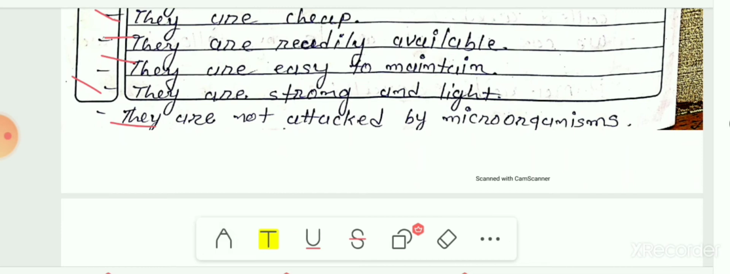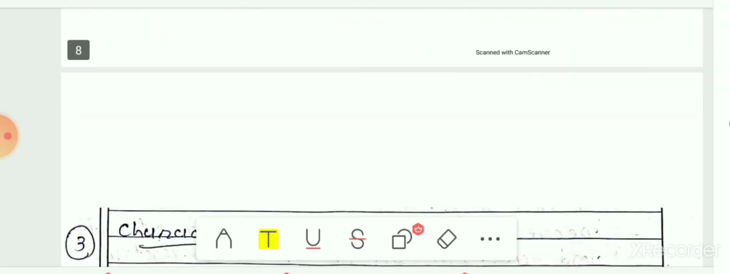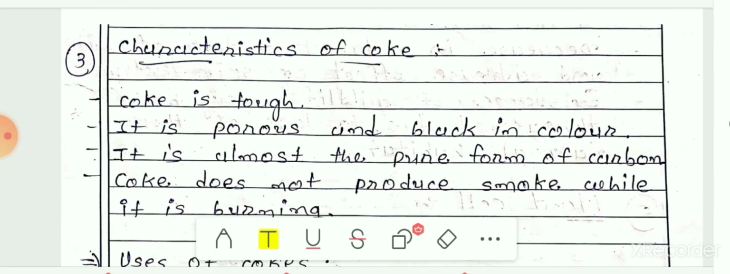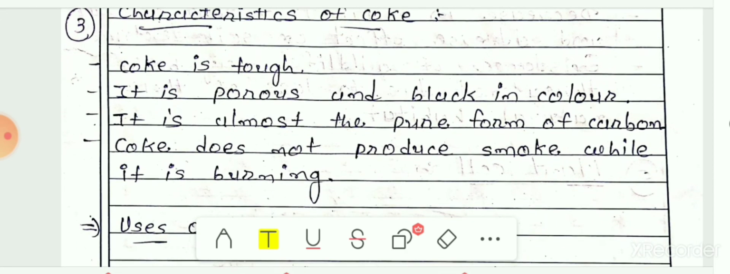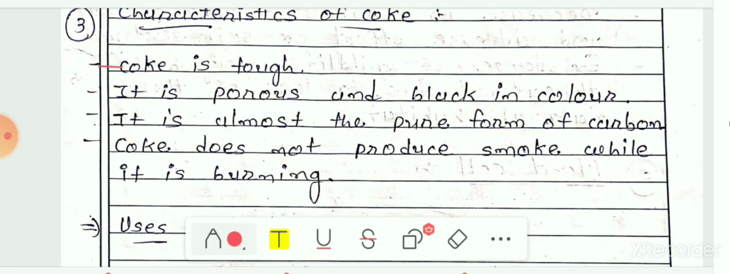In the paper, in question number 5, the third question was, describe characteristics and uses of coke. So here the answer is given to you. First is the characteristics of coke. The first characteristic is that coke is tough, or you can say hard. It is porous and black in color. You will find small holes, so we can say that coke is porous and its color is black.